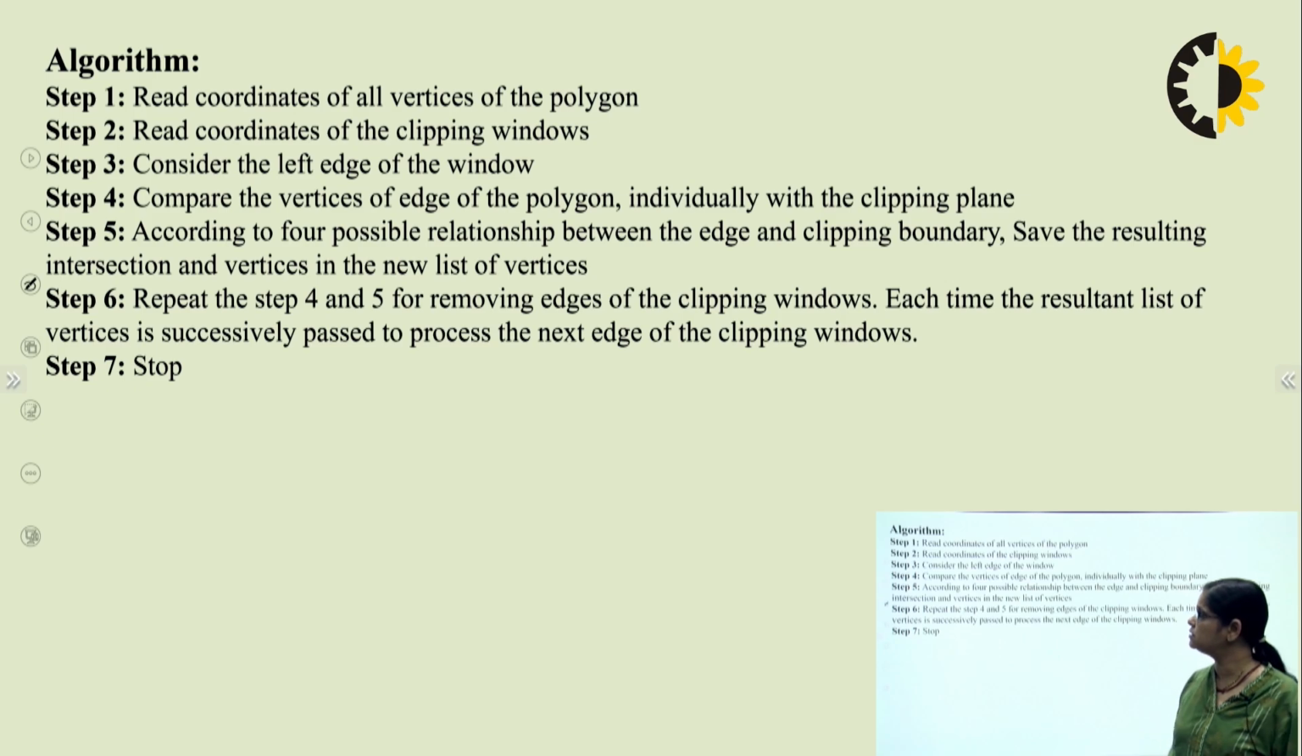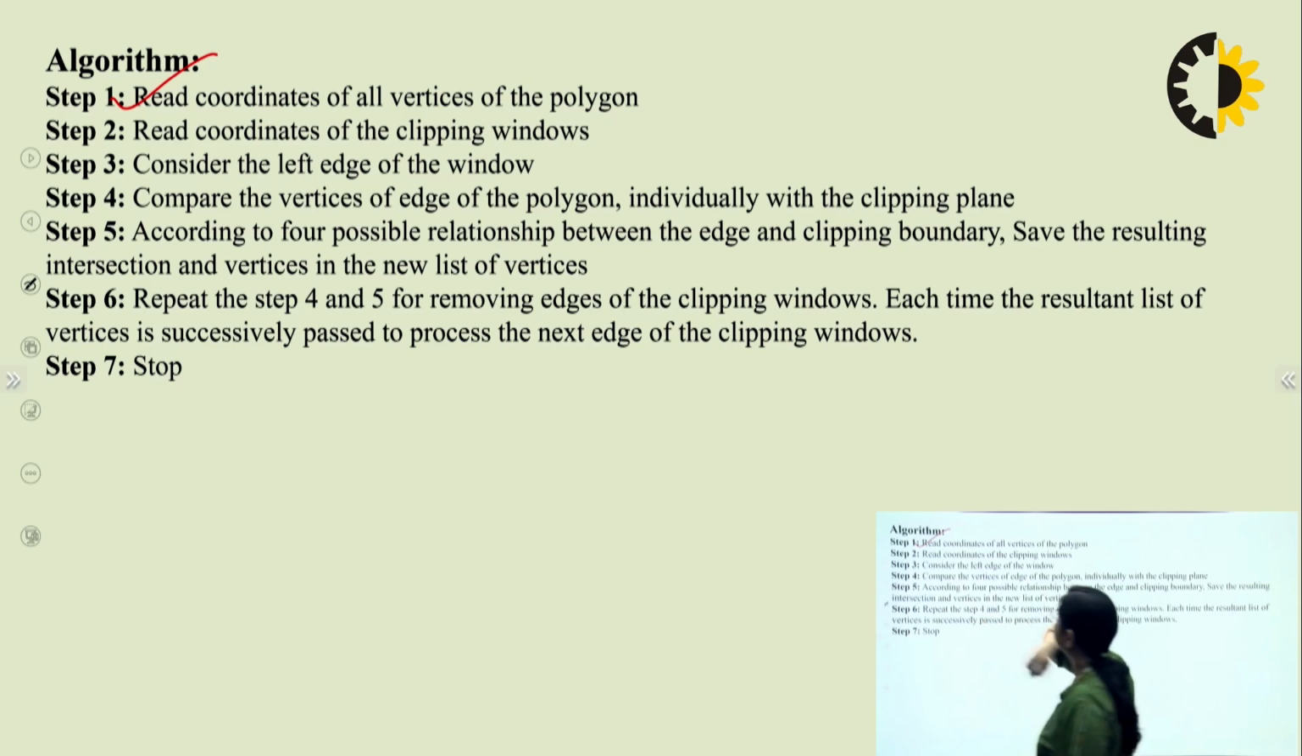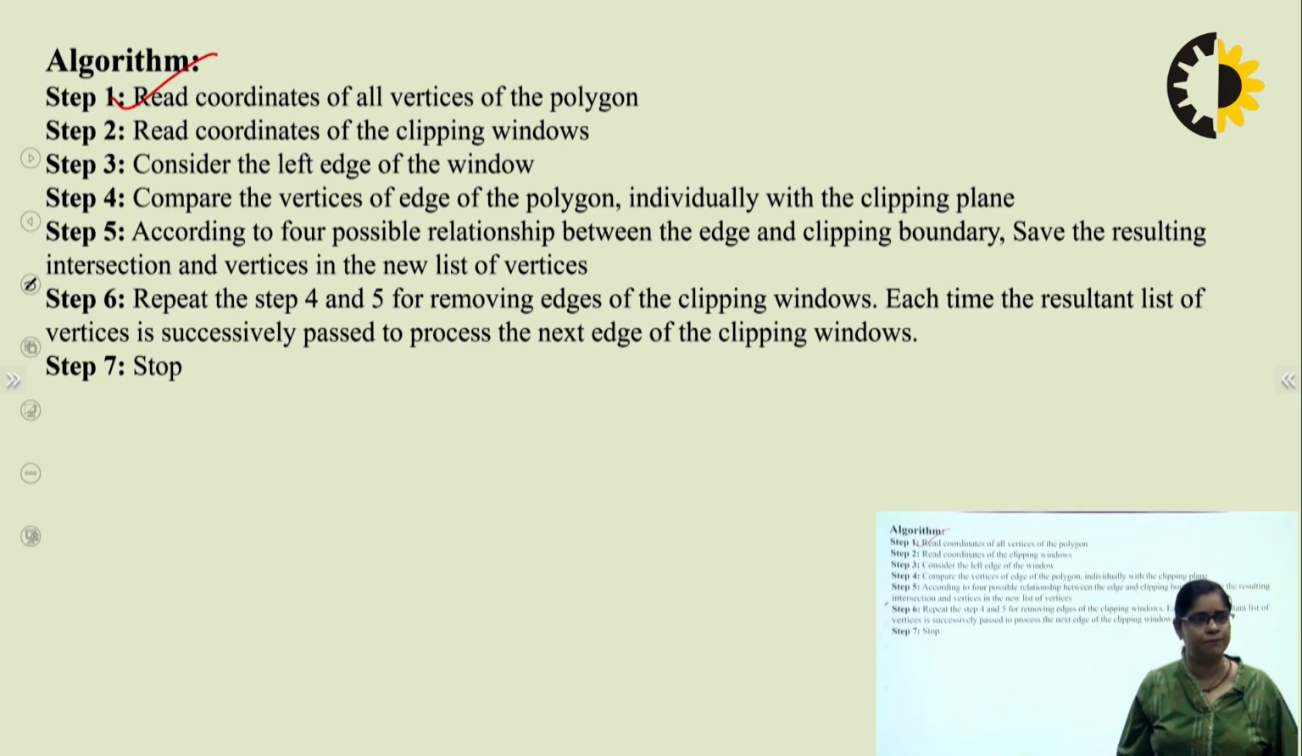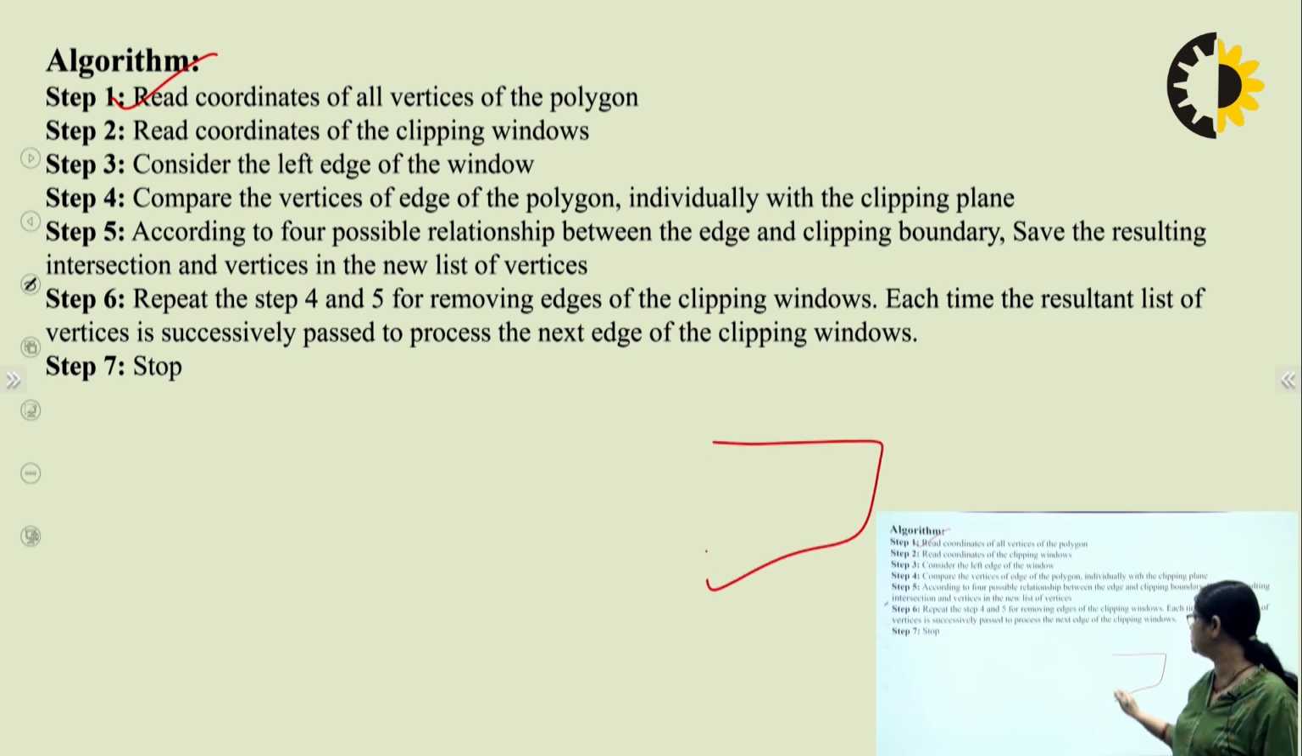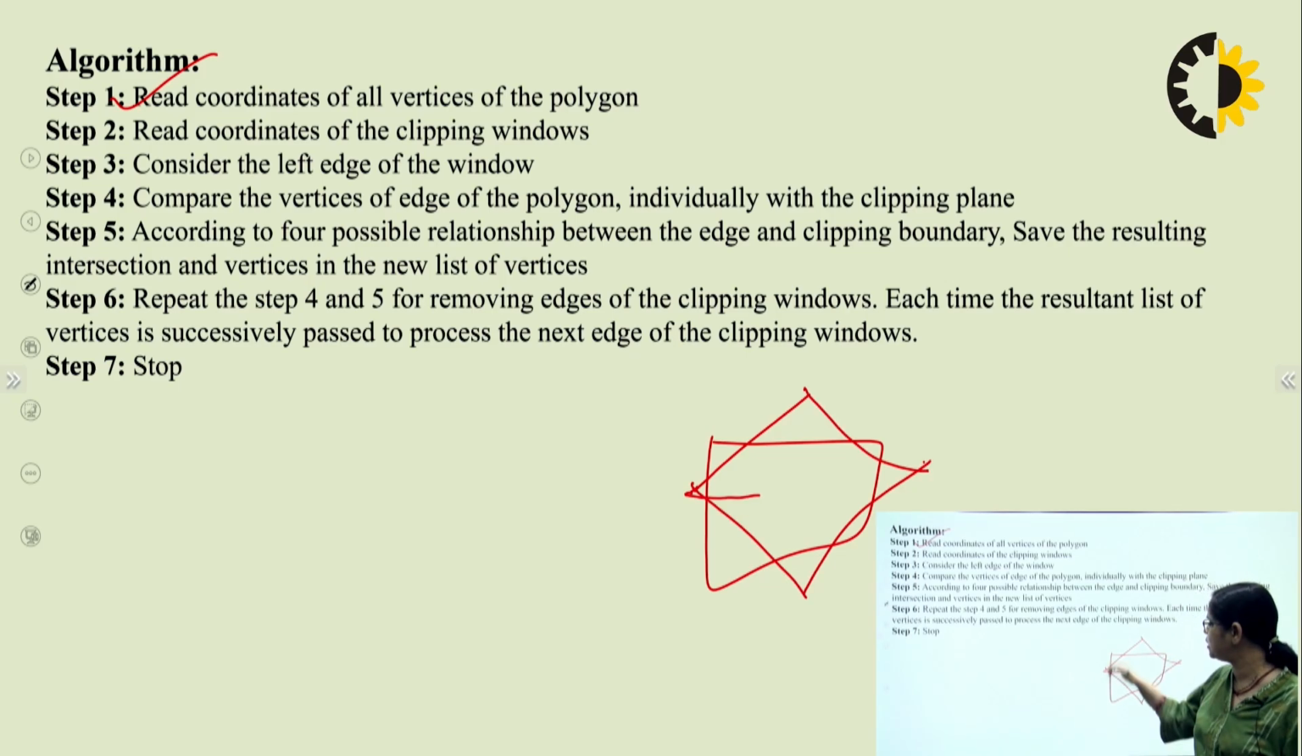That is the algorithm. We already have understood what the first step will be. If you recall the steps, first you have to read the coordinates of all the vertices of the polygon, right? For example, this is a window and this is your polygon. So first you have to read the coordinates of the polygon. Then you have to read the coordinates of the clipping window.